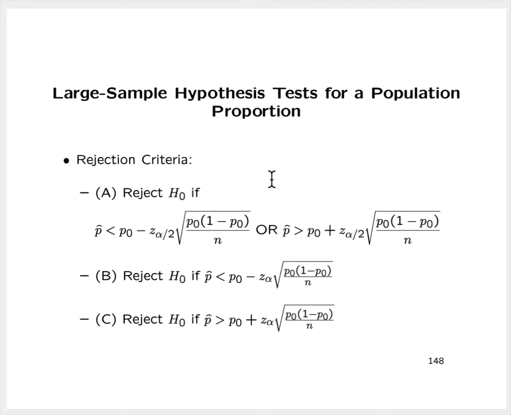And so using p hat as the test statistic, if we're performing a two-tailed test, we would reject the null hypothesis if p hat is less than this lower critical point, or if p hat is greater than this upper critical point. If we're performing a left-tailed test, then we reject the null hypothesis for small values of p hat, in particular values less than this lower critical point. And if we're performing a right-tailed test, then we will reject the null hypothesis for large values of the test statistic, in particular values of p hat that are greater than this upper critical point.